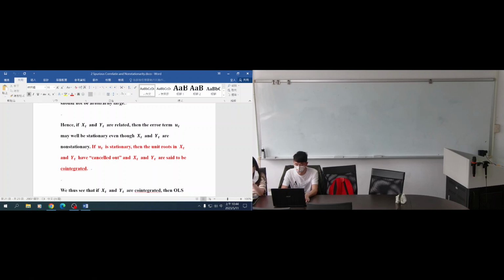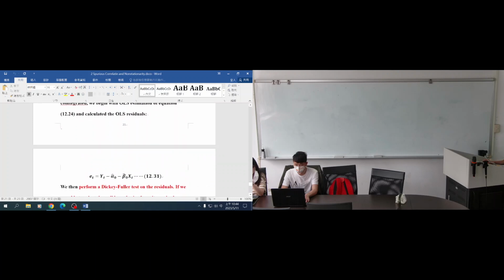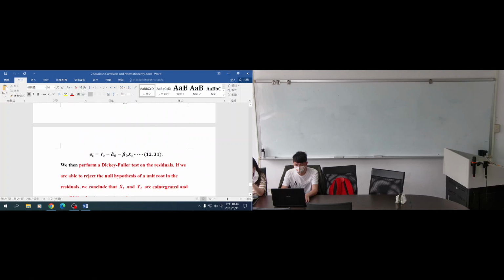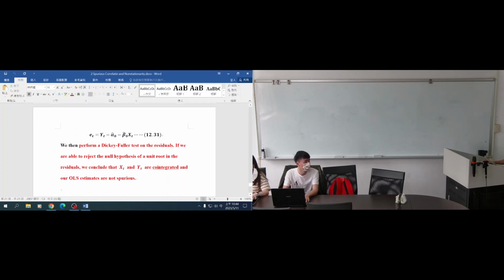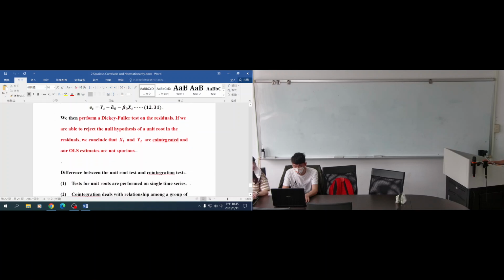Okay? So we need to run this one. Okay? Then we do the Dickey-Fuller test on the residuals. Then if we are able to reject the null hypothesis of the unit roots in the residuals, then xt and yt are co-integrated, and OLS estimates are not spurious.